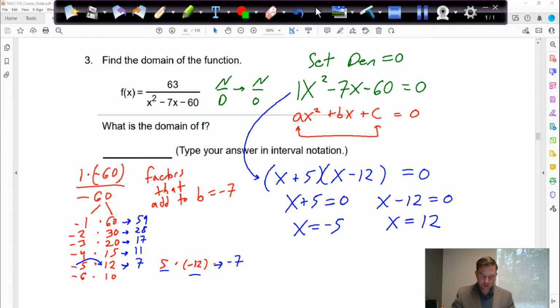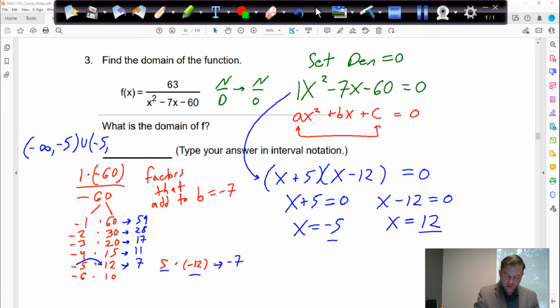So in interval notation, this is a bit interesting. We always start at minus infinity, and then we're going to go until we get to minus 5. So we don't want to include that. But then we're going to pick up from minus 5 and go all the way up to 12. And then we're going to pick up from 12 and go to infinity. So there's actually 3 segments of the number line because we're trying to exclude 2 numbers.